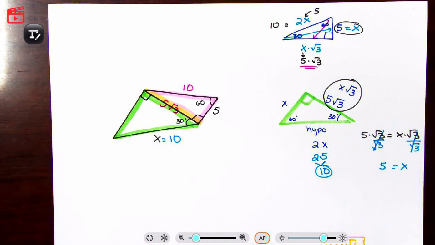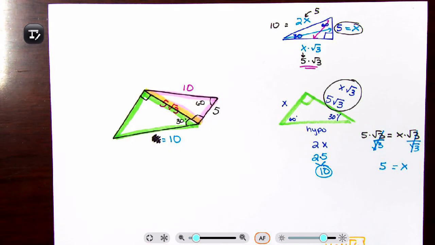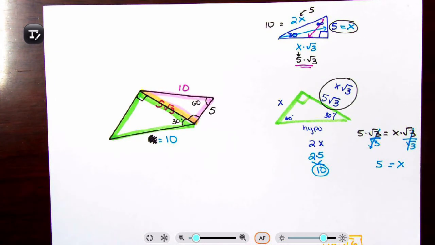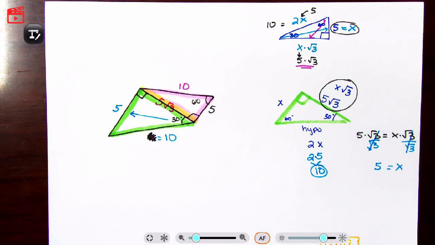Again, if you want to get rid of that x because it messes you up, that's okay. You can just mark it up. And then, what did we say x was? X was 5. So it turns out that these triangles are exactly the same triangles. We have a 5, we have a 10, we have a 5 root 3 on both of them.